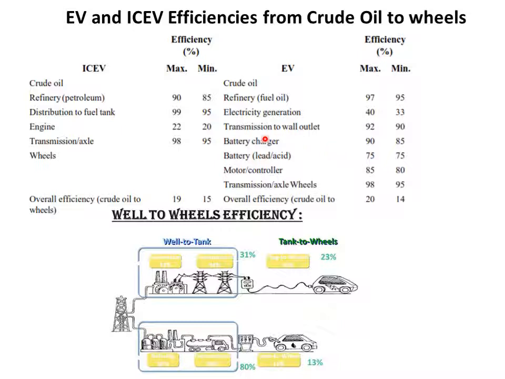This is a table obtained from Hussain, your main textbook. It shows the 4 stages in the IC engine vehicle, that is refinery, distribution, engine, and transmission axle, with the maximum possible and minimum efficiencies shown. For the EV, these are the different stages: refinery, generation, transmission, charger, battery, motor controller, and transmission axle. The maximum and minimum values are shown, and if you multiply these efficiencies, you will get the minimum and maximum efficiency.